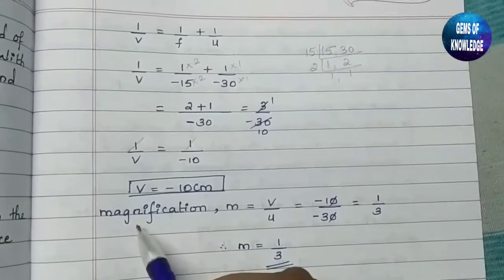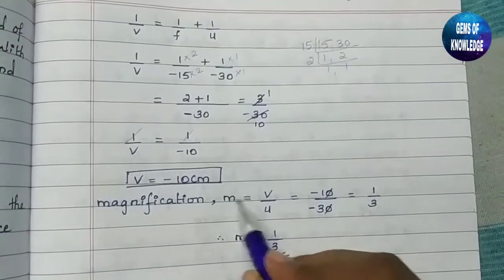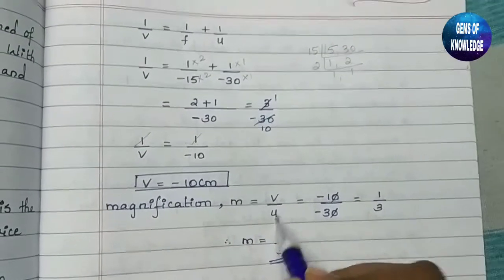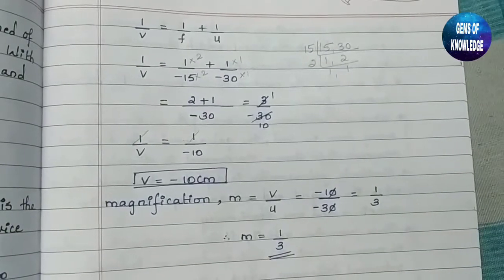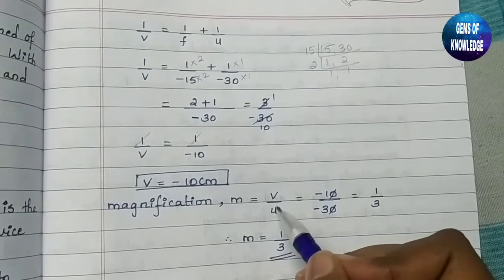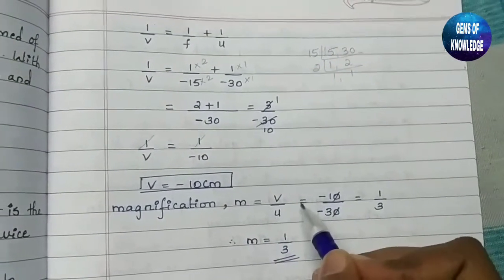Okay. Then magnification. What is the formula here? m is equal to v by u. Here in both the cases it is plus itself. Similarly, in case of mirror you are getting minus. Okay, minus v by u, which is equal to, substitute.